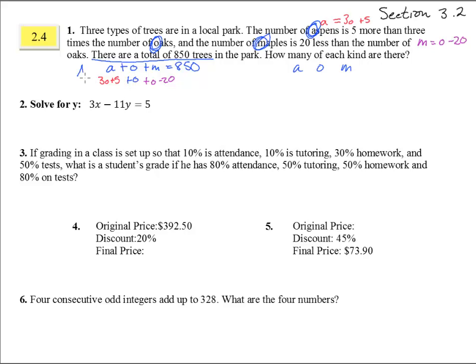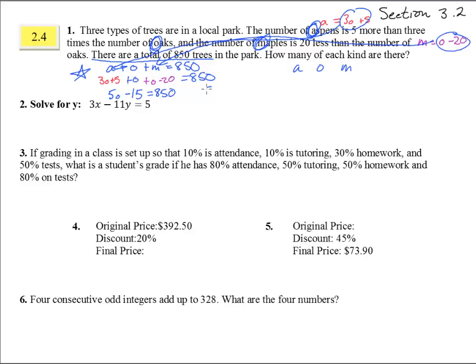And look at this, we have an equation. We're in happy math land right there. We just substituted that guy in there, and that one gets substituted right in there, and now we have an equation that we can solve. 3 oaks plus 5 oaks, that's 5 oaks, and then we have plus 5 and minus 20, that's a minus 15, equals 850.